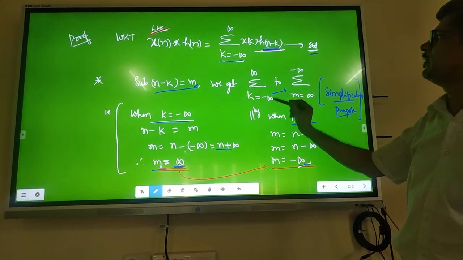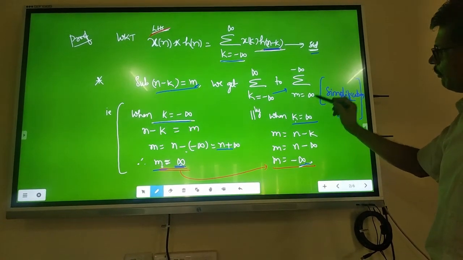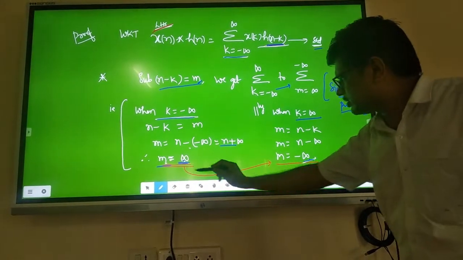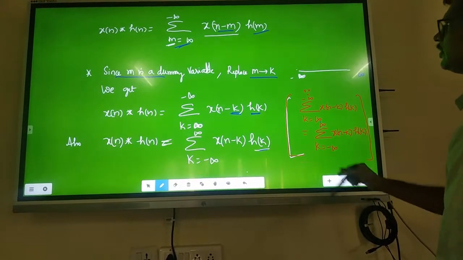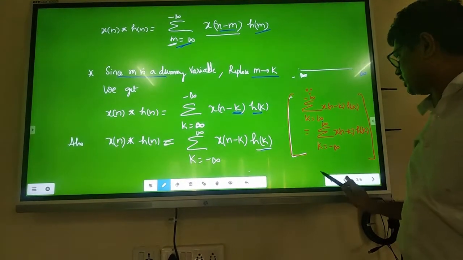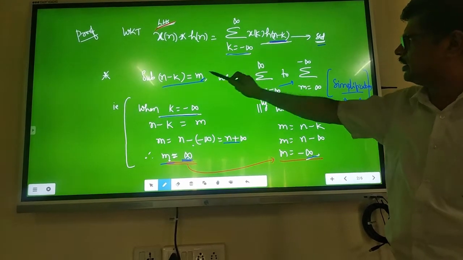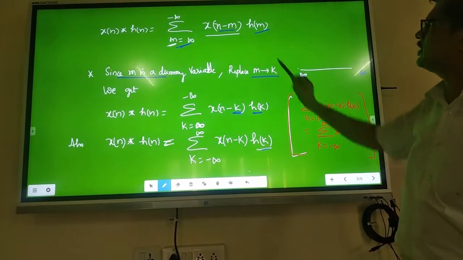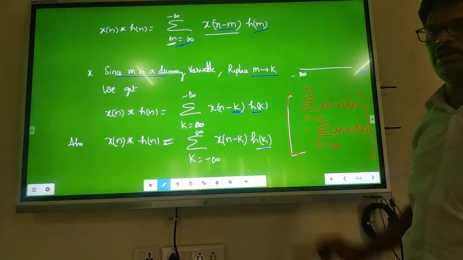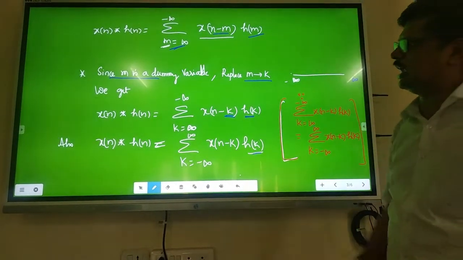Then we get the summation limits from minus infinity to plus infinity, with m equal to plus infinity to minus infinity. That is shown here. You will get x of n minus m, because k is nothing but n minus m. The other one is similarly h of m. Then m is a dummy variable, the work is over, throw it. Replace m by your original k.